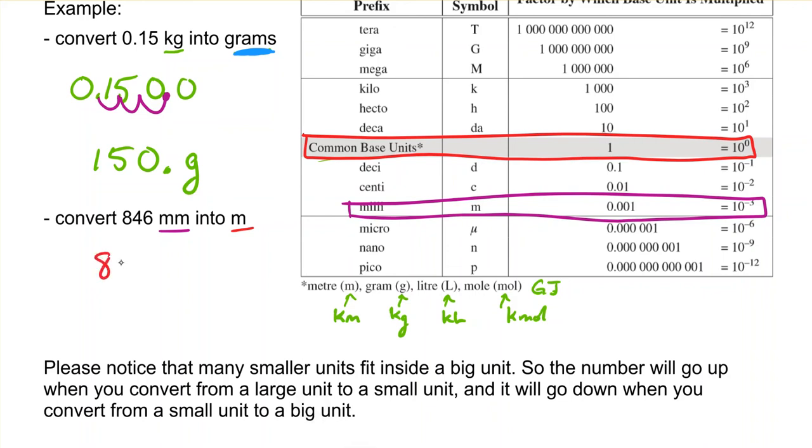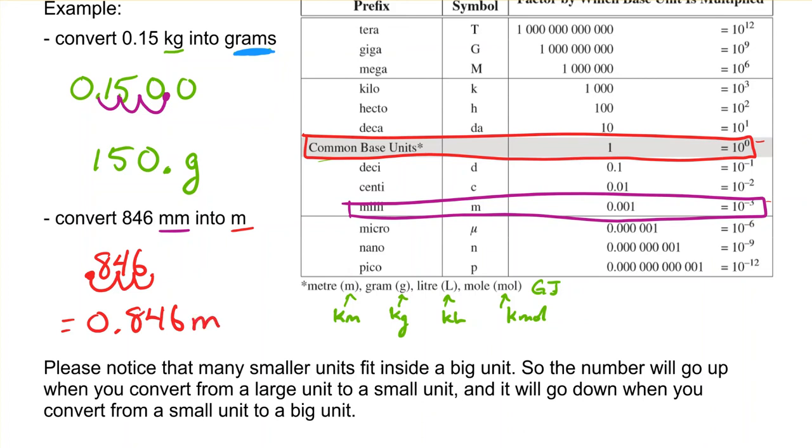So we're going to go 846, and this is where the decimal is. We're going to move our decimal 3 times because that's the difference between this exponent and that exponent. So let's move it 3 times, 1, 2, 3, in the direction that makes the number smaller. So we'll get 0.846 meters.